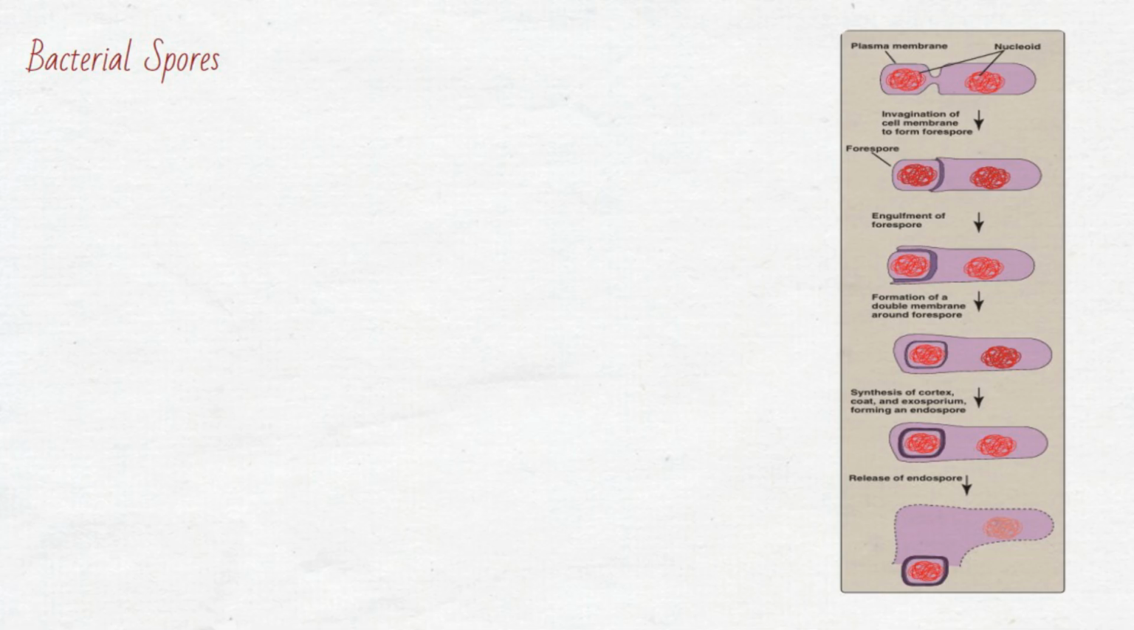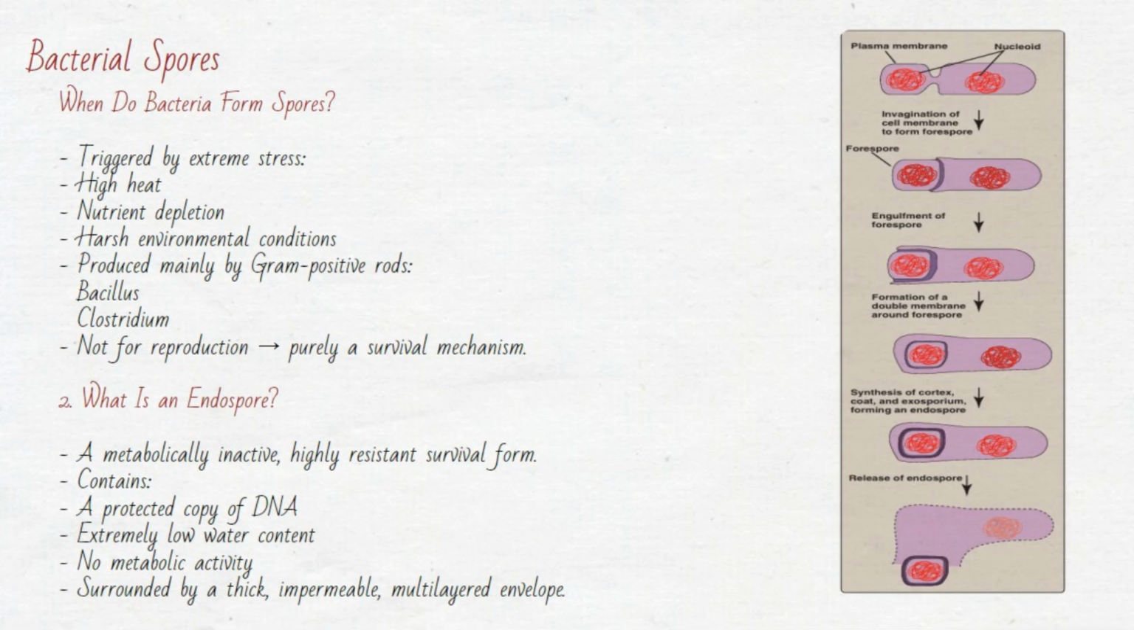Bacterial spores. If a bacterium faces a truly existential threat, extreme heat, nutritional deprivation, environmental hostility, some of them, mostly gram-positive rods like Clostridium and Bacillus, have the ultimate survival mechanism, endospores. These can be released from the original cell as free spores, and they are the ultimate survival pods. They're not for reproduction, they're metabolic survival machines.